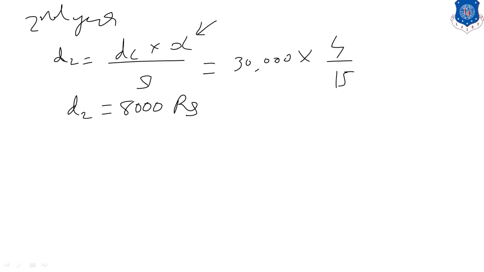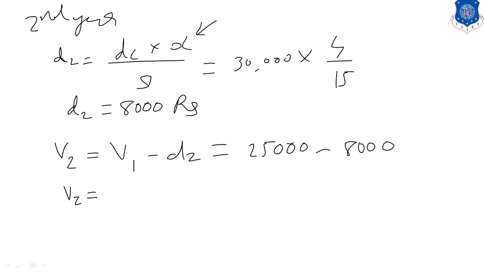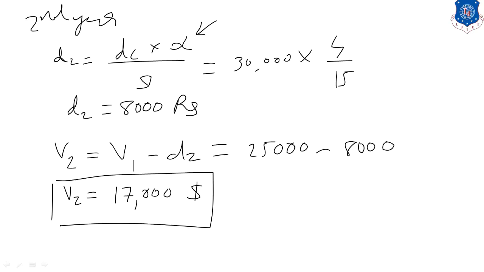Now how to find out the book value for the second year, represented by V2. V2 is equal to V1 minus D2. So what is the book value for the first year? The book value for the first year is 25,000 minus the depreciation for the second year, which is 8,000. So V2 is equal to $17,000. So after completion of the second year, the value of that equipment is $17,000.